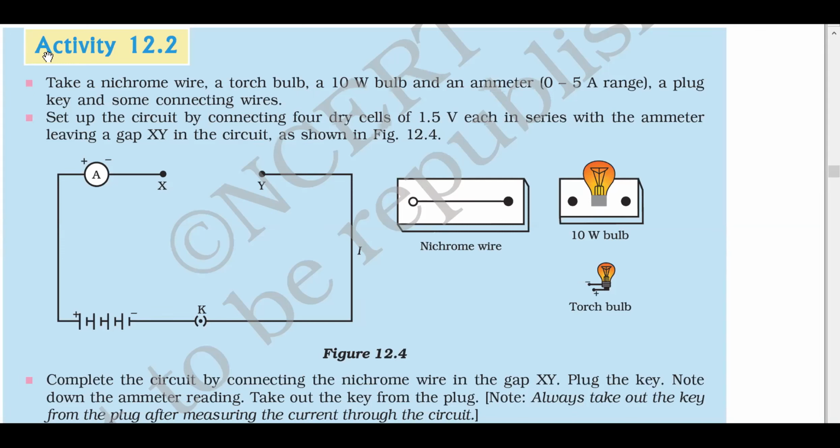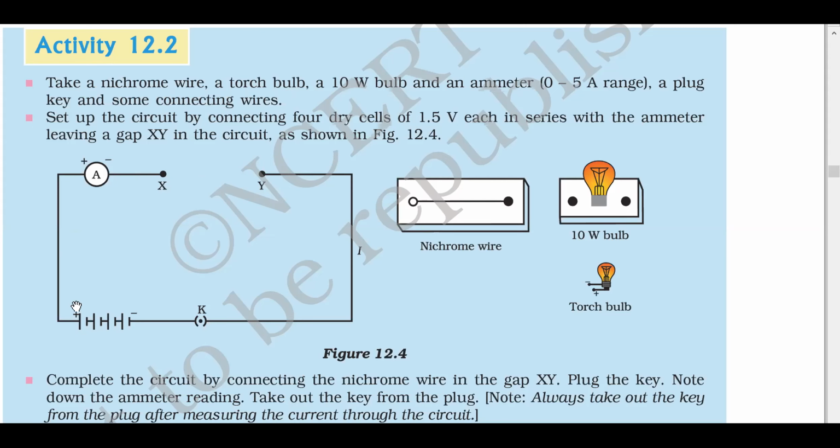Okay, so we have taken a nichrome wire, a 10-watt bulb, a torch bulb, an ammeter, a plug key, and some connecting wires. The ammeter, these dry cells and the key are connected here, and XY is actually a gap. We have taken a group of 4 cells, each of 1.5 volt. So this will form a battery.